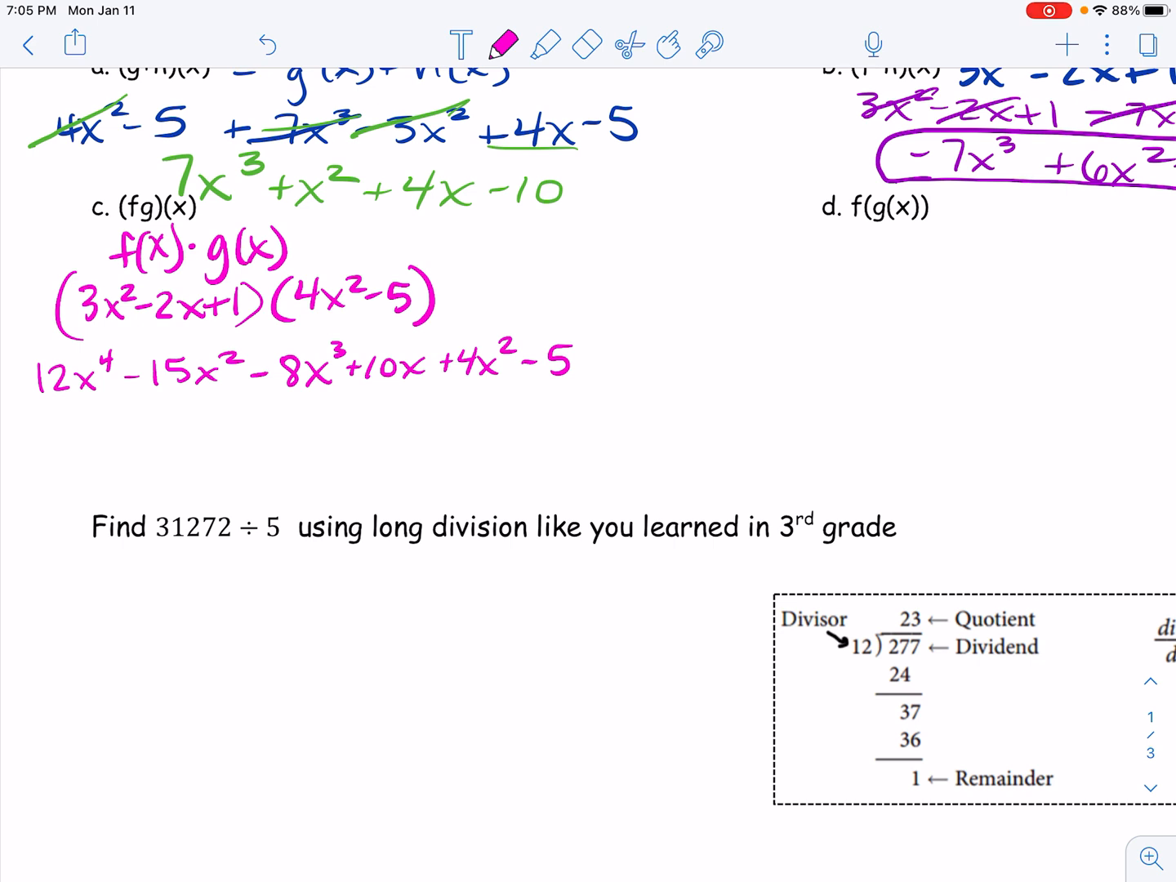And then, of course, we're going to combine like terms and write it in standard form. So that was going to give me 12x to the 4th minus 8x cubed. That is going to be a minus 11x squared plus 10x and a minus 5.